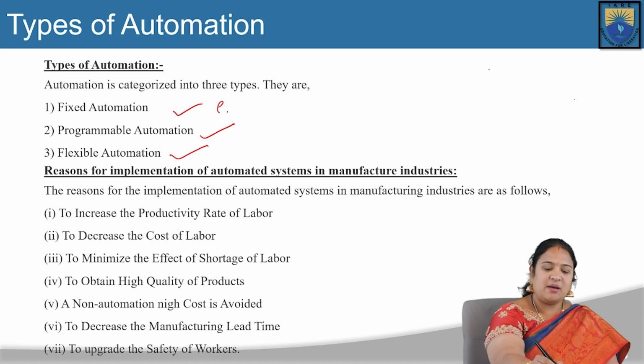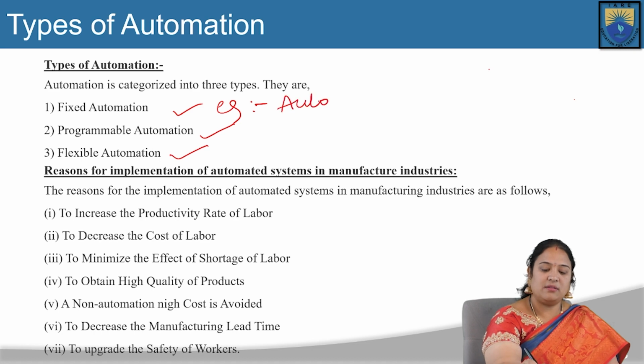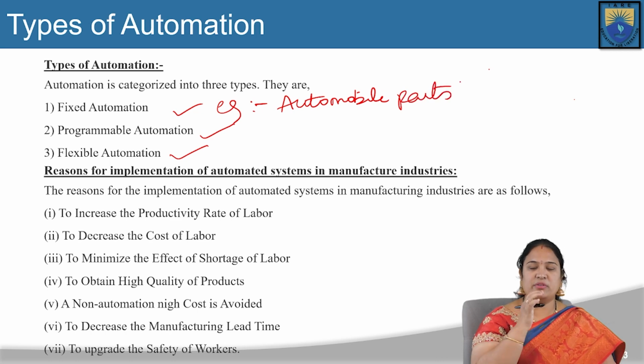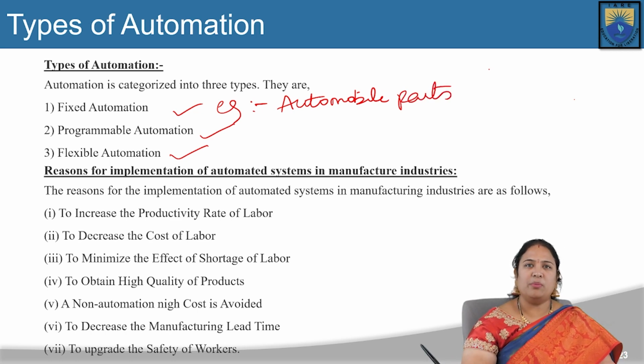Now, the best example for the fixed automation system is automobile parts, right? The best example for the fixed automation is automobile parts. For the automobile parts, the design will be fixed and the production will be done in a fixed manner, where we get only one design production at one sequence of process.